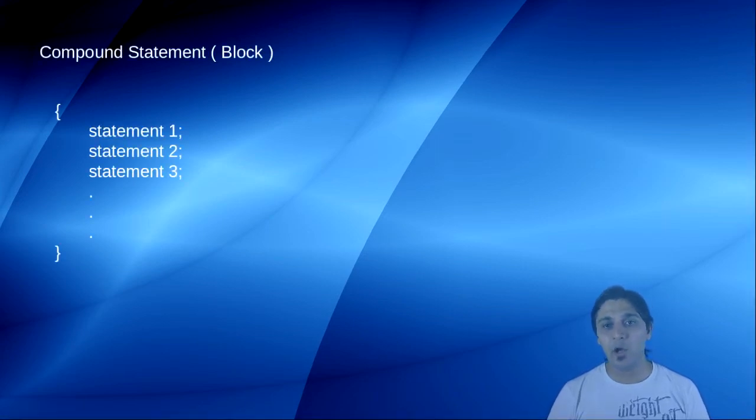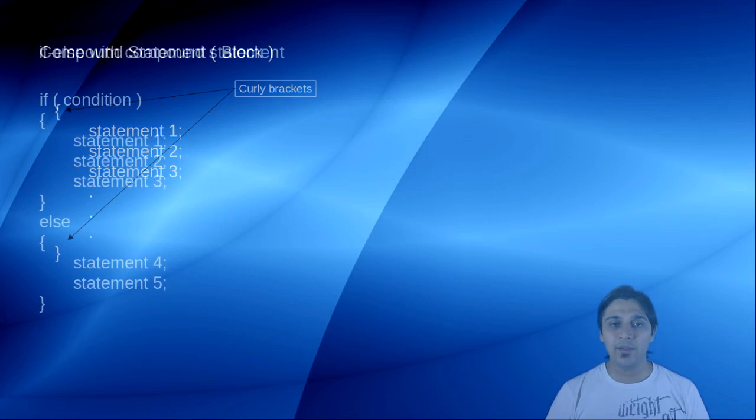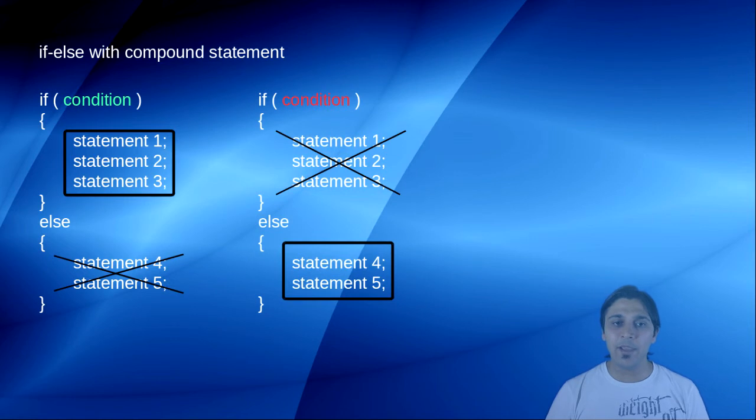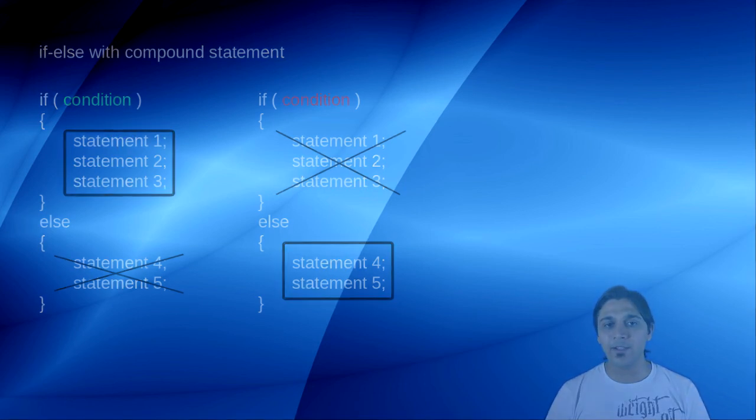Suppose we want to execute multiple statements when a condition is true. For such cases, we can use compound statement or block. A set of statements written between curly brackets is called a block, written in this way. A block of statements written after an if condition will be executed as a whole if the condition is correct. Similarly, we can also write a block of statements after an else. It's a good practice to always use the curly brackets even when there is only one statement to execute.